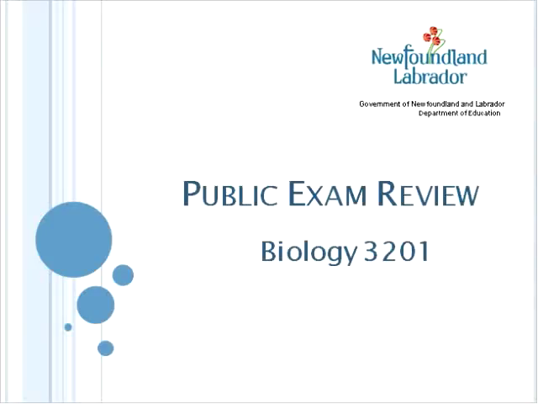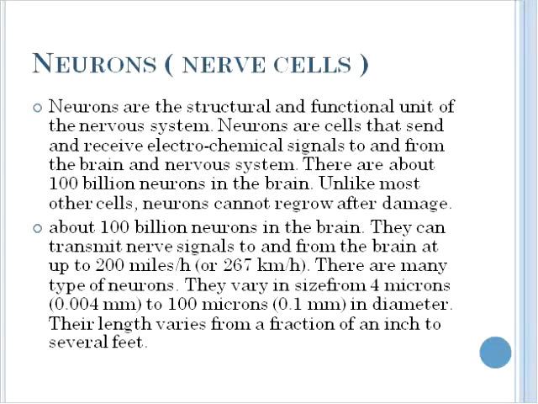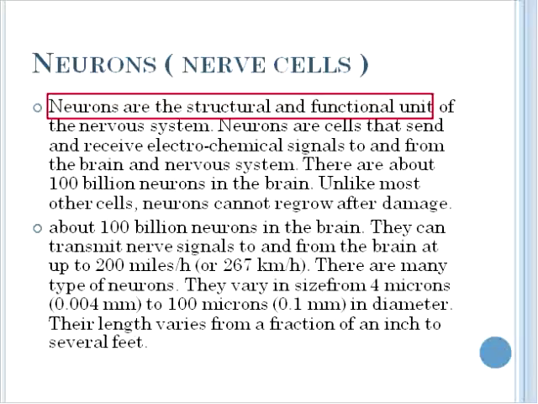Hello everyone. We'll continue our review of the Biology 3201 course with an examination of the neuron. The neuron being the cell that allows the nervous system to function. To be more specific, neurons provide both structural and functional purposes for the nervous system. In fact, they are indeed that very unit, structural and functional unit.